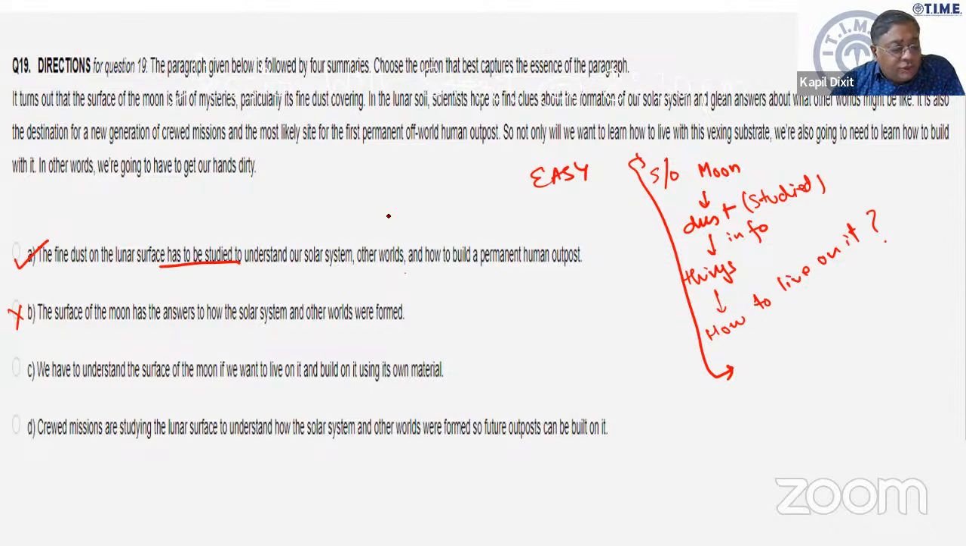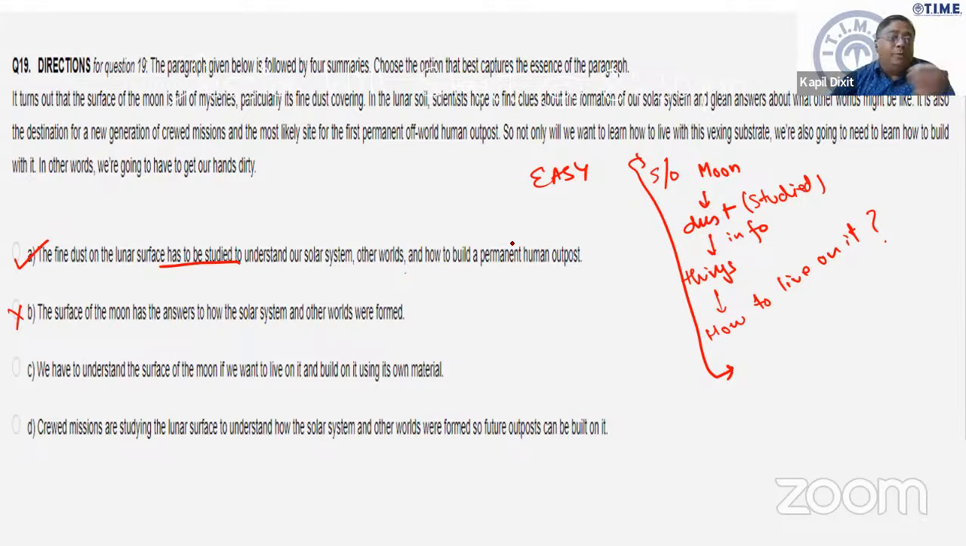Surface of the moon is full of mysteries, particularly its fine dust covering in the lunar soil. Scientists hope to find clues about the formation of our solar system and glean answers about what other worlds might be like. It is also the destination for a new generation of crewed missions and the most likely site for the first permanent off-world human post. So not only will we want to learn how to live with the vexing substrate, we are also going to need to learn how to build with it. In other words, we are going to have to get our hands dirty.